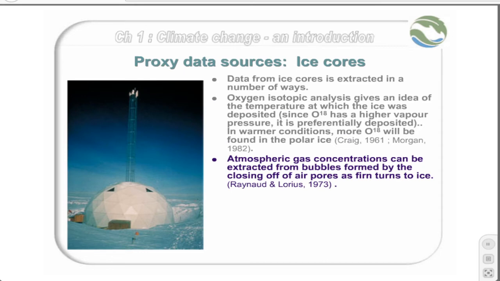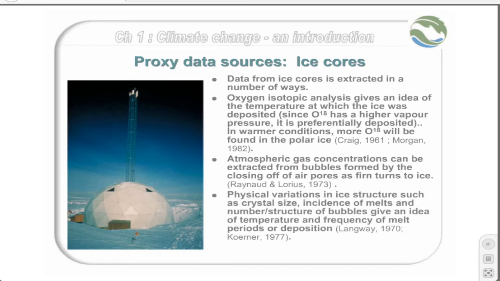Atmospheric gas concentrations can also be extracted from bubbles formed by the closing off of air pores as firn turns to ice. Physical variations in ice structure also give us an idea of temperature, especially crystal size, the incidence of melts, and the number and structure of bubbles.